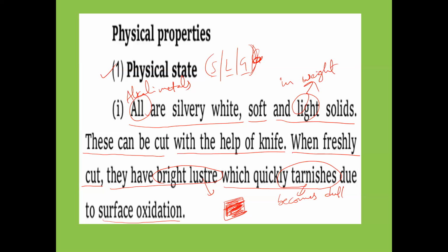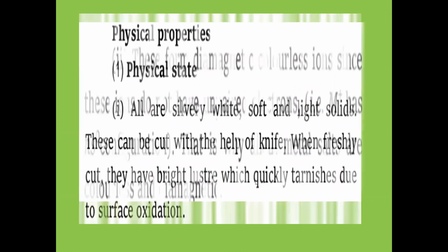Due to surface oxidation, what happens here? When you cut the sodium, the cut surface initially has bright luster. But slowly, the sodium atoms on this cut surface combine immediately with oxygen to form sodium oxide. That sodium oxide does not have a shining surface. It becomes dull now. That is called tarnishing due to surface oxidation.